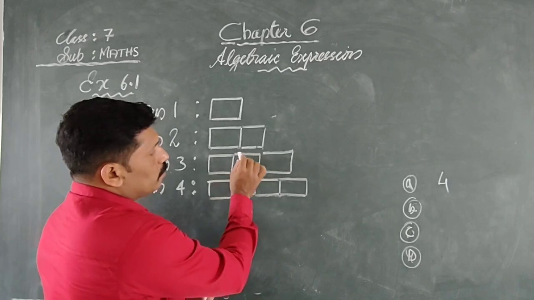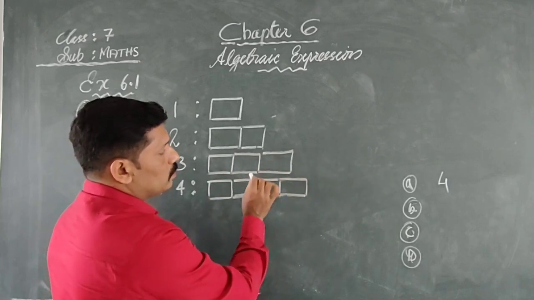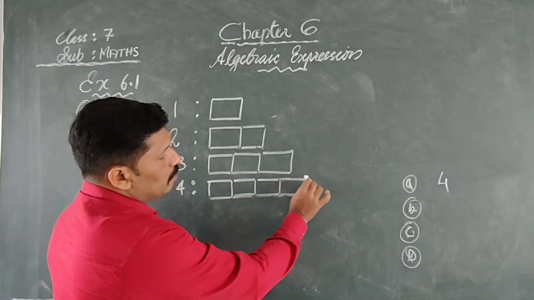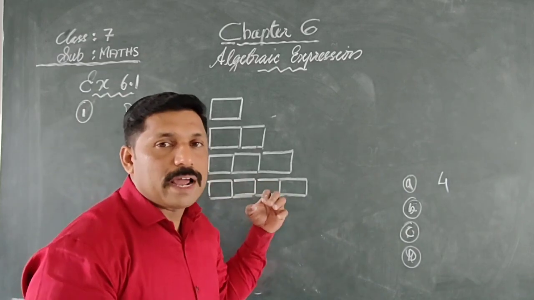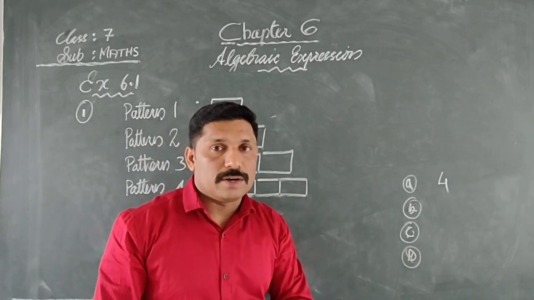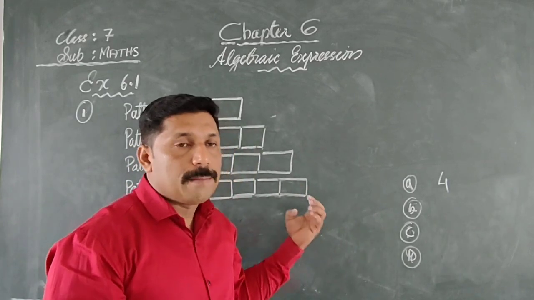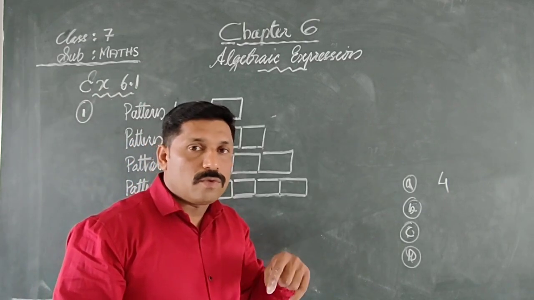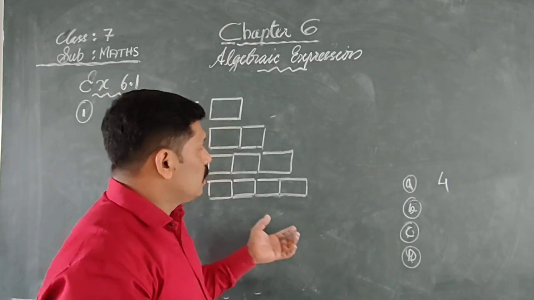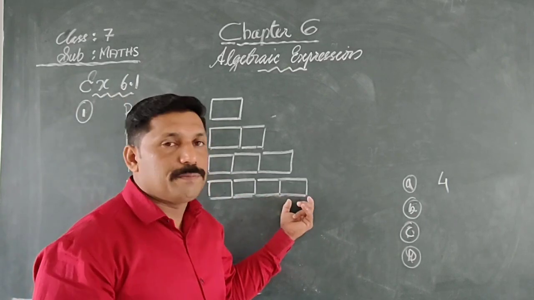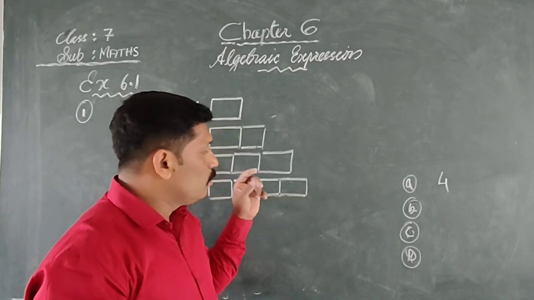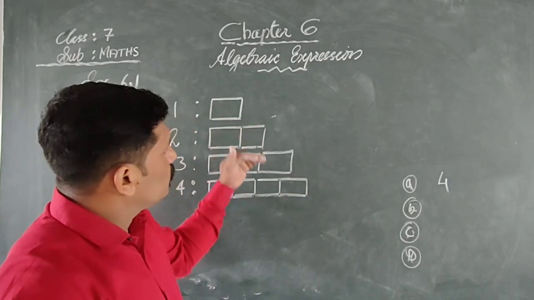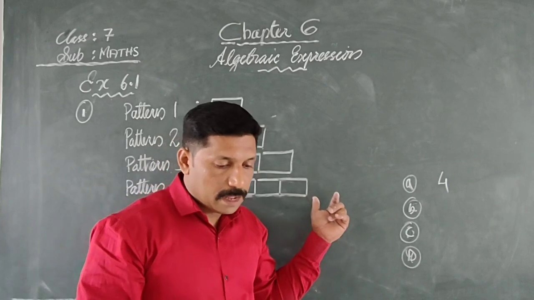1, 2, 3, 4, then 1, 2, 3, then here also 1, 2, 3. And here 1, 2, 3, 4, 1, 2, 3, 1, 2, 3, and 1, 2, 3. Means for every segment other than the first one, we need 3 sticks. But only in the first one, we need 4. That means one more than the others. For every other pattern, every segment, we need only 3 line segments. And this is the thing that we understood from this pattern.